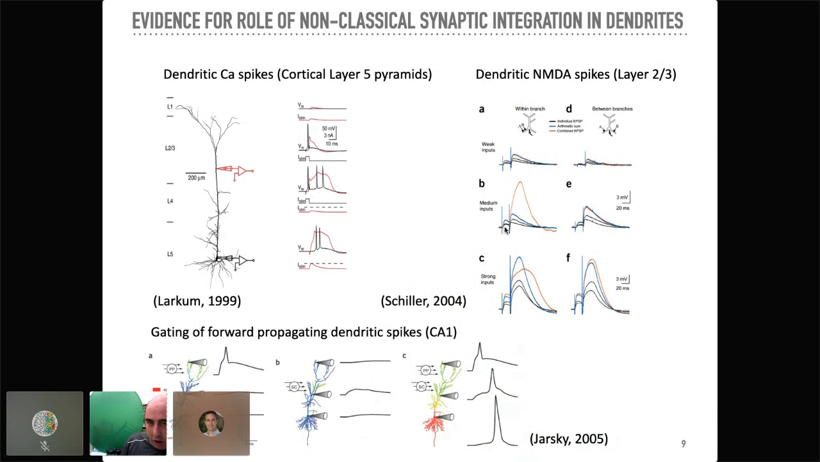And Jackie Schiller showed that on layer 2-3 pyramidal neurons and also on layer 5 pyramidal neurons, if you activate close-by inputs, you can generate an NMDA spike in the dendrites. And other people have shown that in CA1 pyramidal cells, for example, you can actually have forward propagating spikes if you have some depolarization in the way that allows the spike to propagate.